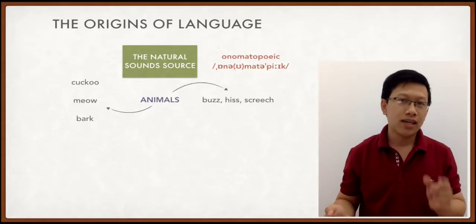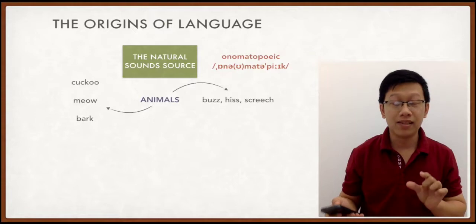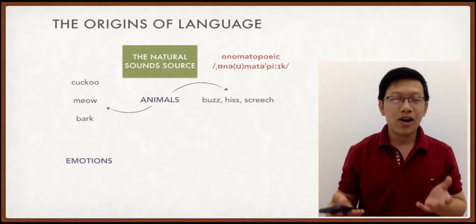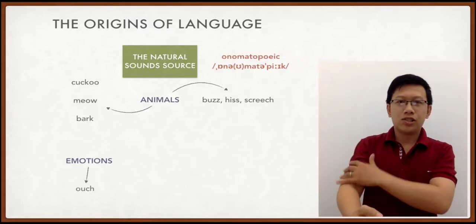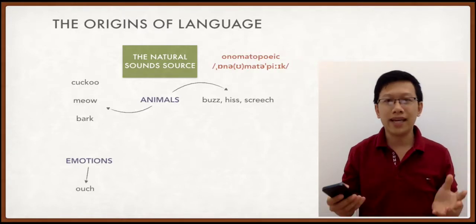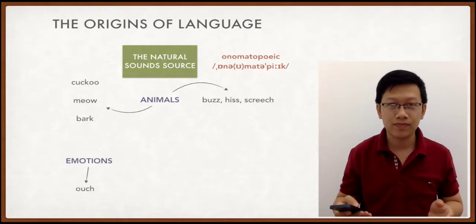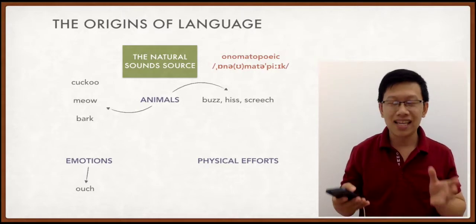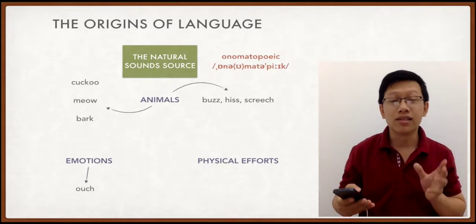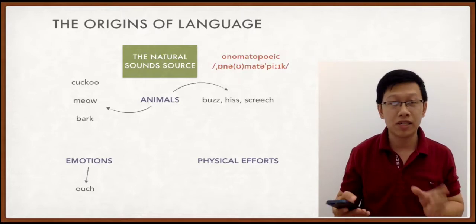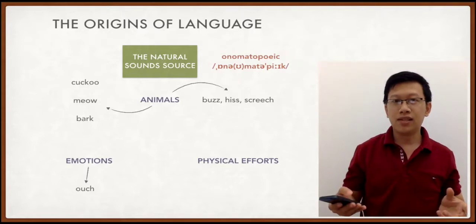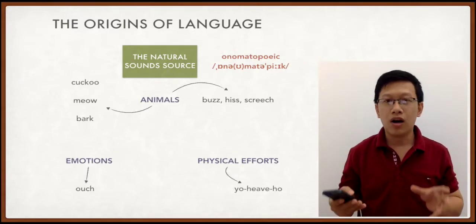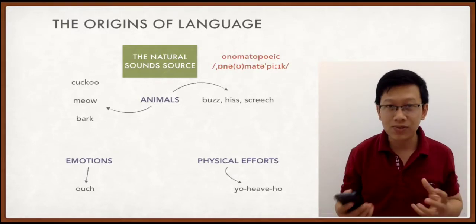However, language is also onomatopoeic in the sense that it reflects certain emotions. Sometimes when it hurts so much, you say ouch. So the word ouch, to reflect pain, also is reflected in the language. Another thing is that the natural sound source states that language reflects the sounds made from physical effort, especially by a group of people. Consider this example. For example, when a group of people were trying to push or pull something heavy, they have to make sounds together.